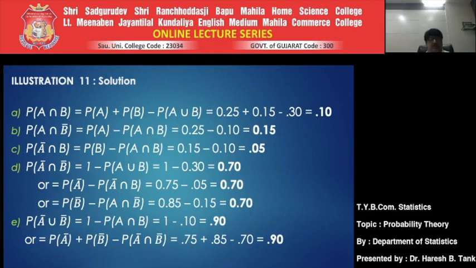Any one of these two approaches can be used. It's not that this approach is correct and this is not correct. Both of them are giving you the same unique answer, so both of them are correct. You can approach your answer with any one of these two ways. Is it clear?